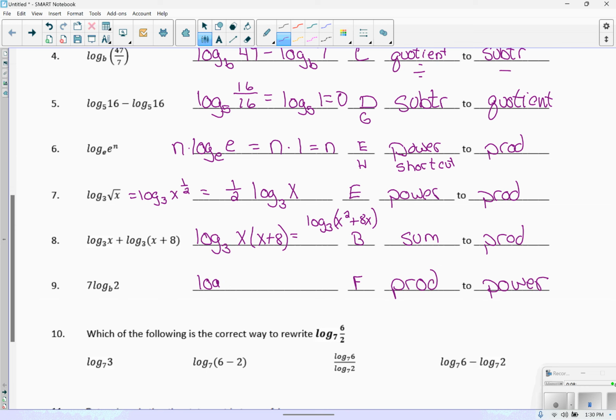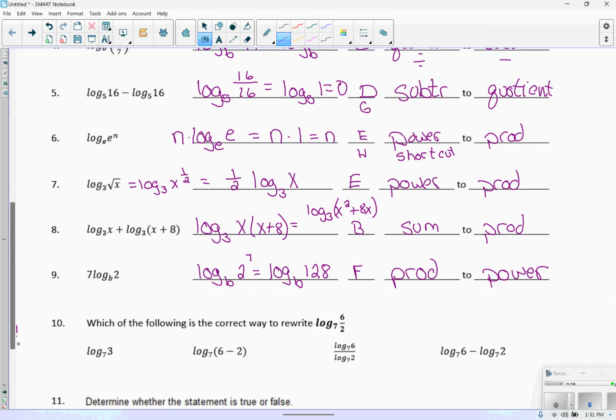And that would give me log base B of 2 to the 7th. We can simplify that. And let's see, 2 to the 7th. 2 raised to the power of 7 gives us 128. So log base B of 128, and we would be expected to do that simplifying.